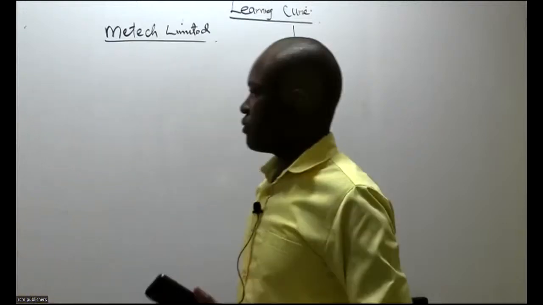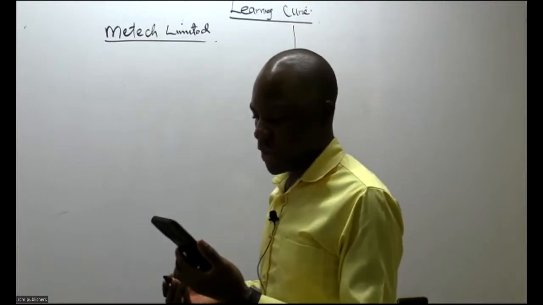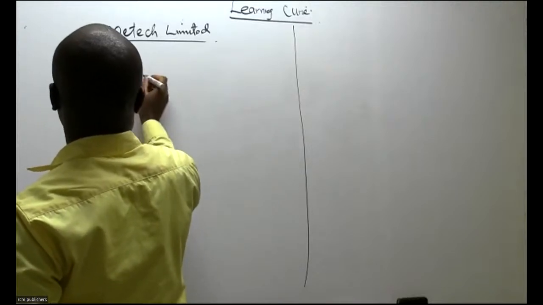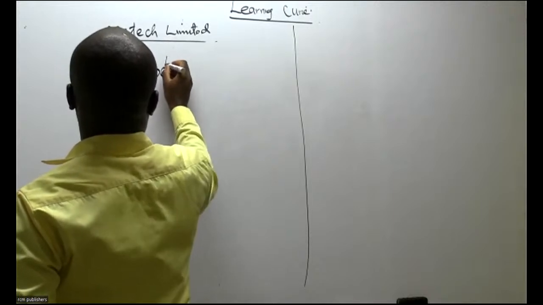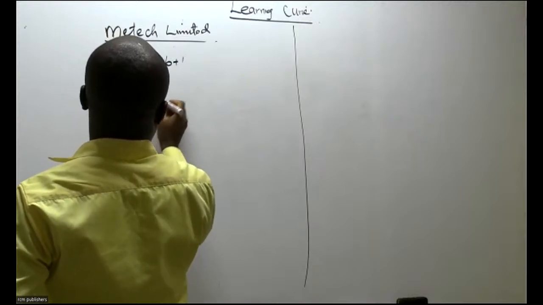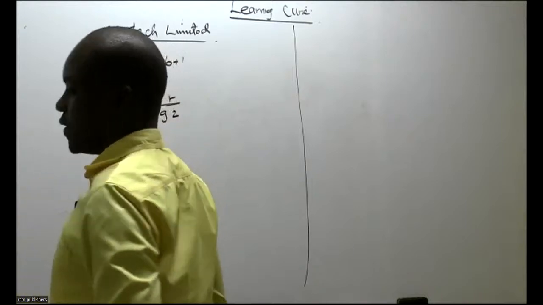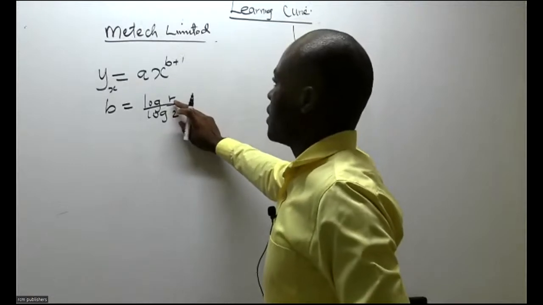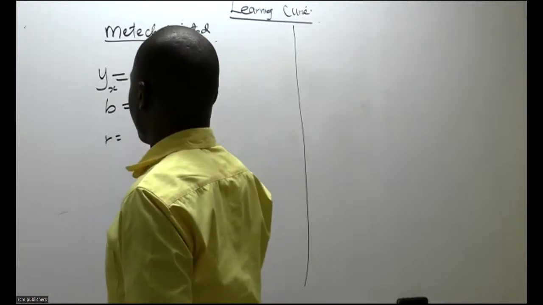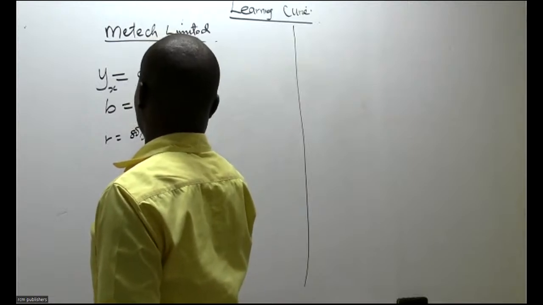If you look at that question, first of all, we are being tested on a very interesting concept there. Remember, our formula was y x is equal to a x to the power b plus 1. This b is equivalent to log r over log 2, and r is the learning effect. So have we been given the value of r in the question? We have been given r to be 80%, which is the same as 0.8.